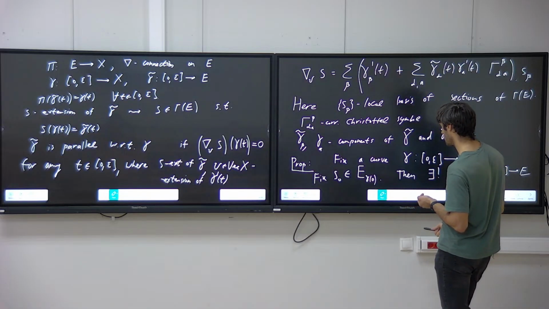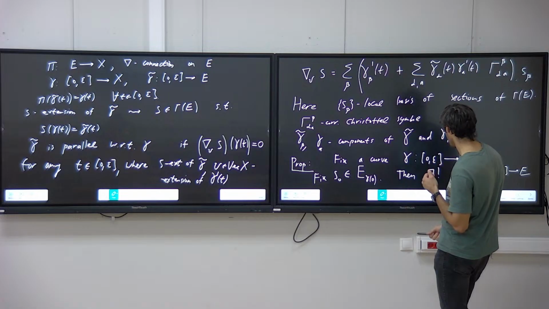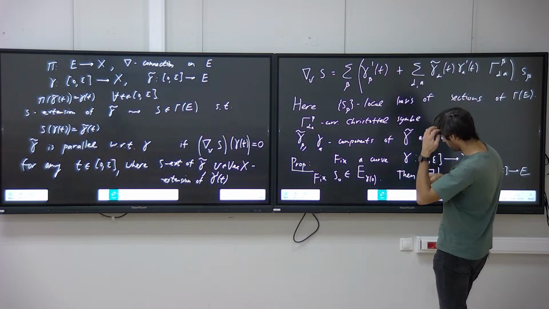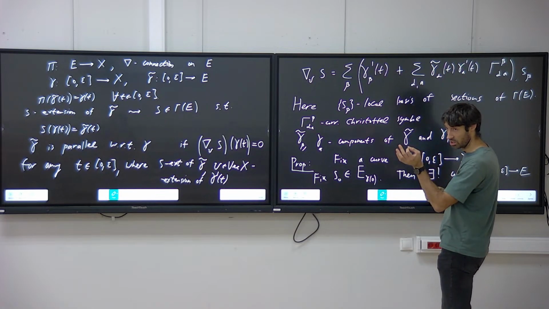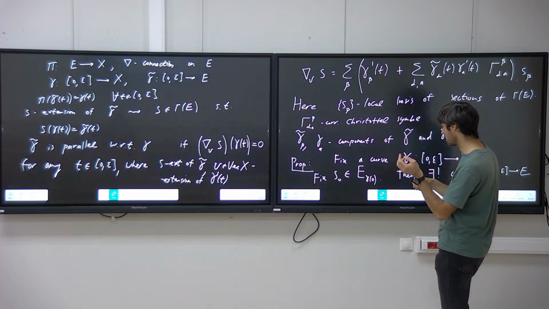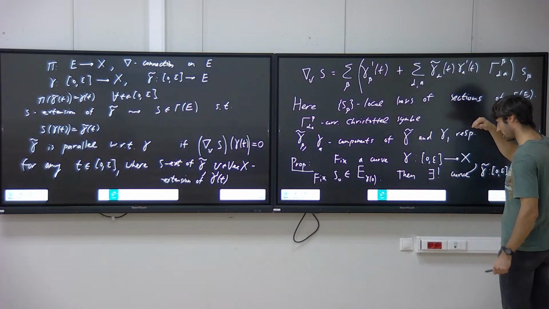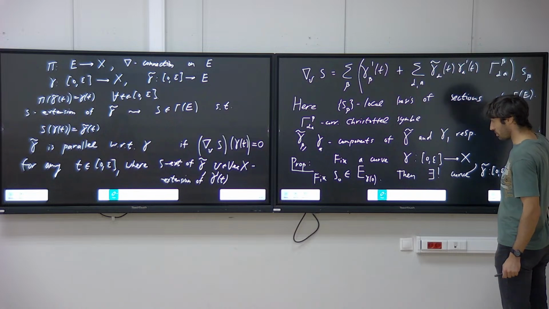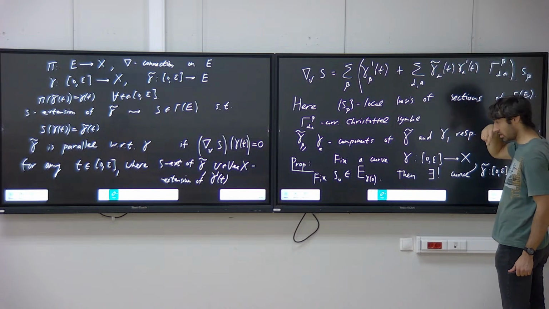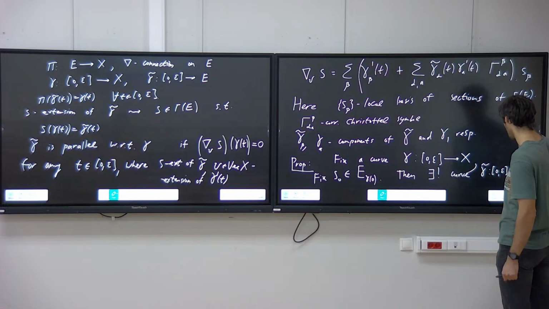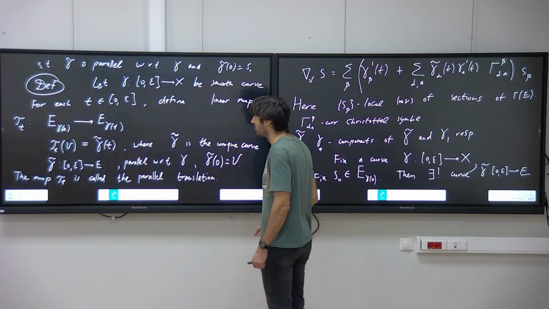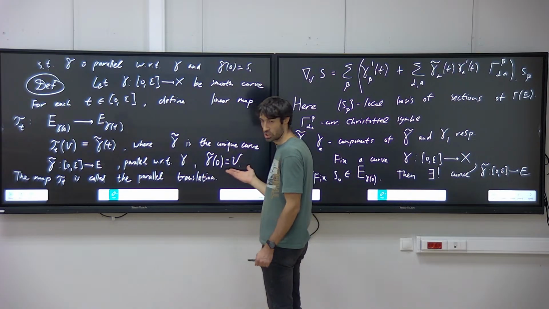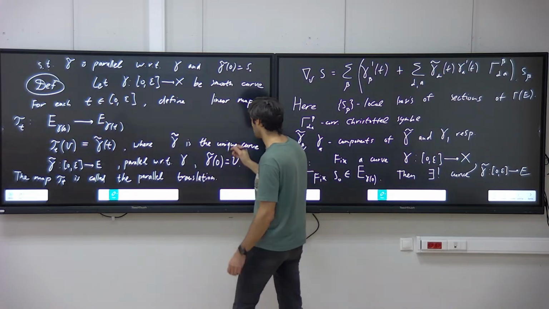Then I'm saying that we have a unique lift if we fix an initial condition. Lift in the sense that gamma tilde should be a lift, but also parallel with respect to this gamma. Then we have uniqueness if we fix the initial condition. That's what happened here. Then I define parallel translation, which is like that.